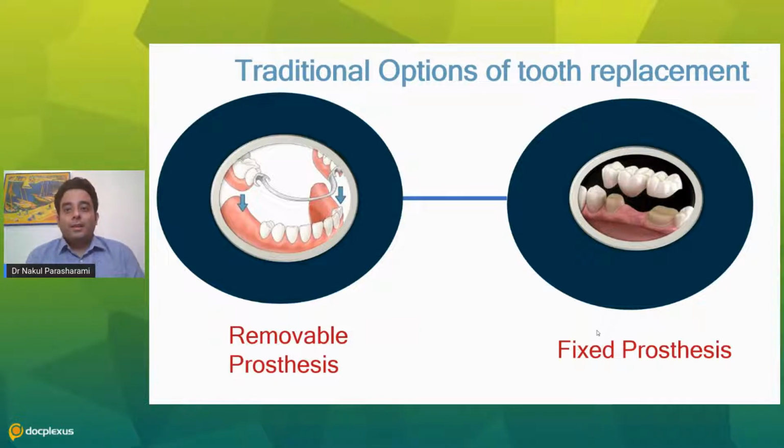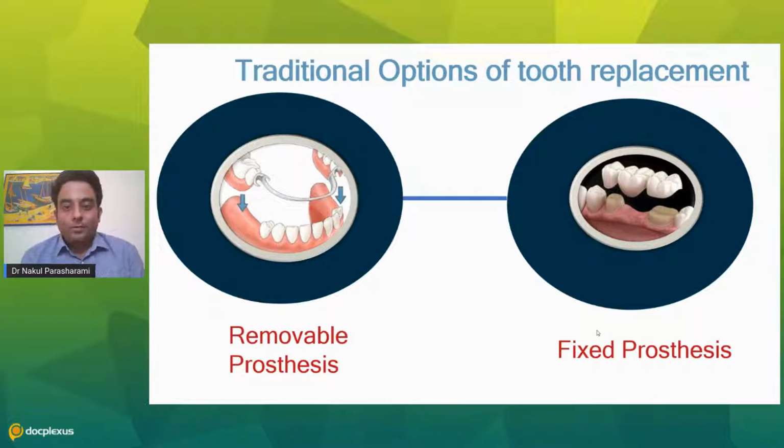Next slide. So basically, dental implants are a way of replacing teeth. Traditionally there have been a few ways in which teeth were replaced. The first is removable prostheses, and the second is fixed prostheses. Now, if you look at these pictures, the removable prosthesis is very cumbersome and not very comfortable for the patient to wear.